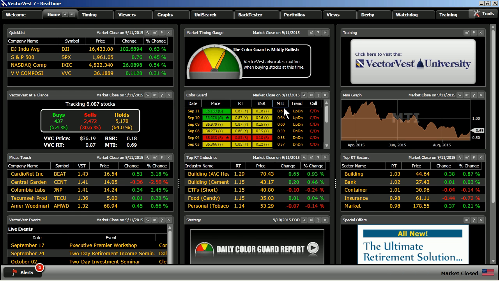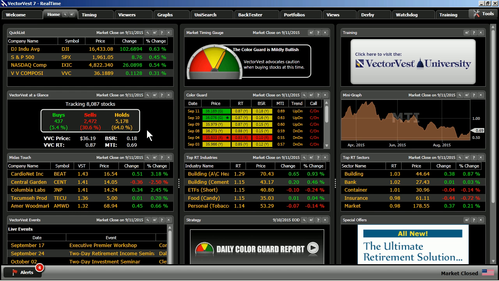The MTI, or the market timing indicator, is also referred to as the underlying trend of the market. It takes the price of the VectorVest composite, relative timing, and buy-to-sell ratio, and rolls those three components into that one indicator. The BSR, the buy-sell ratio, in the VectorVest program simply takes the number of buy-rated stocks, divides it by the number of sells, and gives us that ratio, which is down at 0.18.